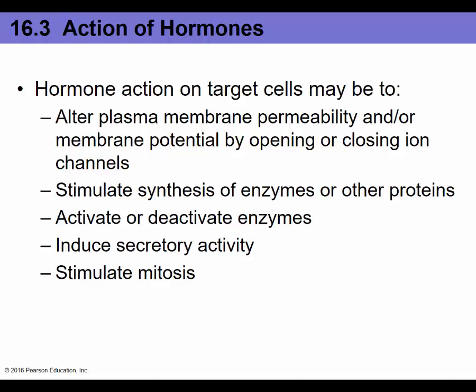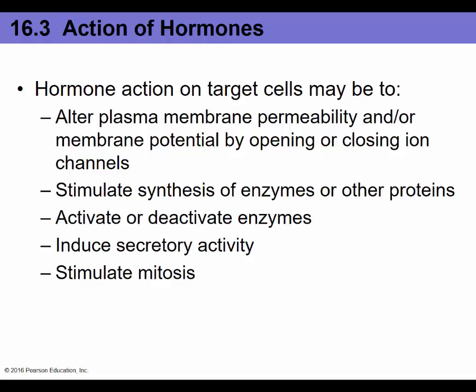So one of the ways, in that case, is that it opens up a channel, right? If insulin binds to cells of the body, it opens up channels for glucose to enter the cell. So that's one way that a hormone can influence a target cell. Another one is it might bind to a target cell and tell that cell to make an enzyme. Another way might be to activate an enzyme.